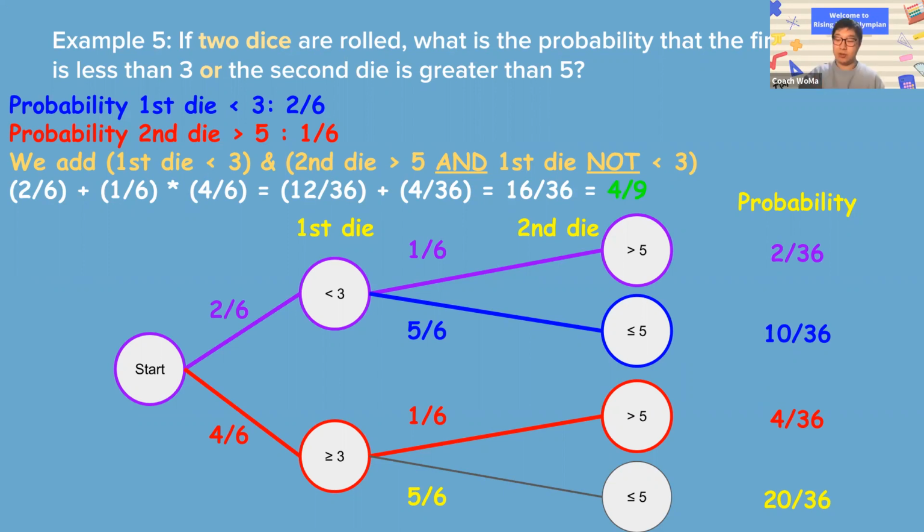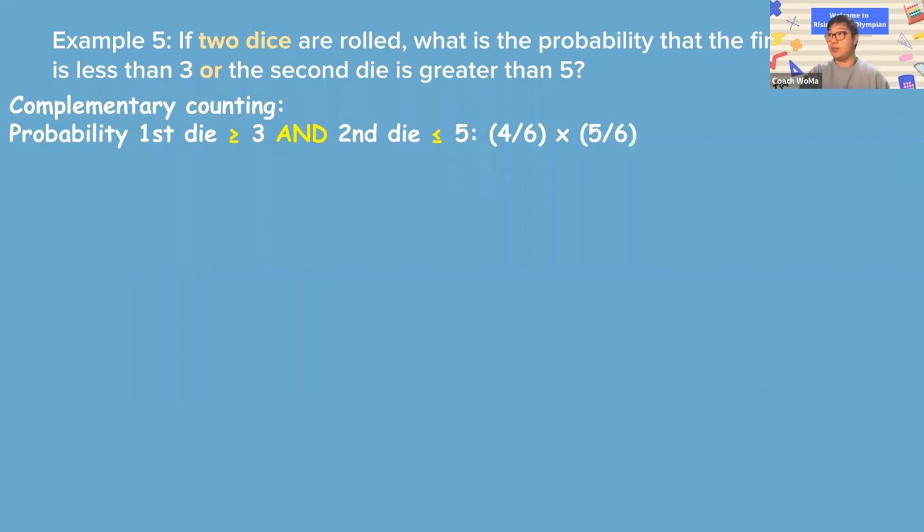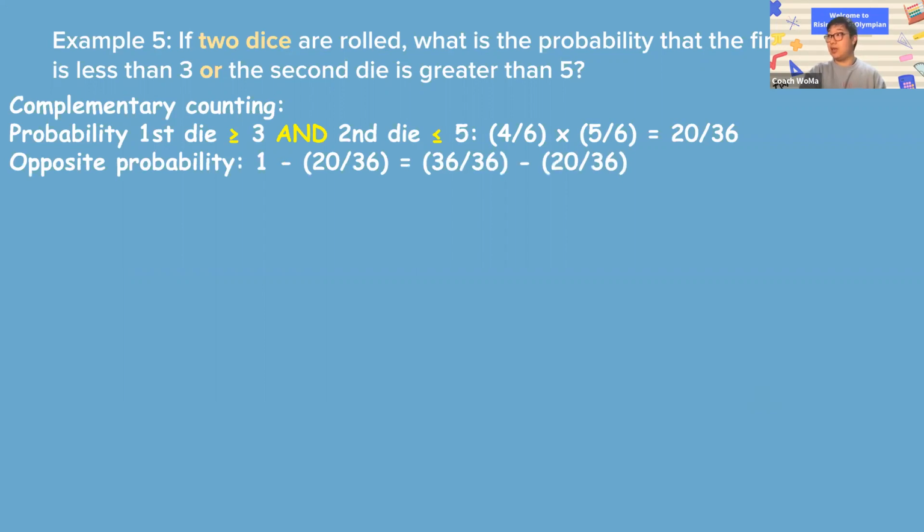Something I also want to teach you, and you might not have realized this, is that you can do something called complementary counting. You can basically look at the complete opposite: the probability that the first die is greater than or equal to 3 and the second die is less than or equal to 5. Then you can do 1 minus this total opposite of what you're looking for. So in this case, the probability of first die greater than or equal to 3 and second die less than or equal to 5, that's 20 out of 36. And if we get the opposite probability, that's 16 out of 36, or 4/9.